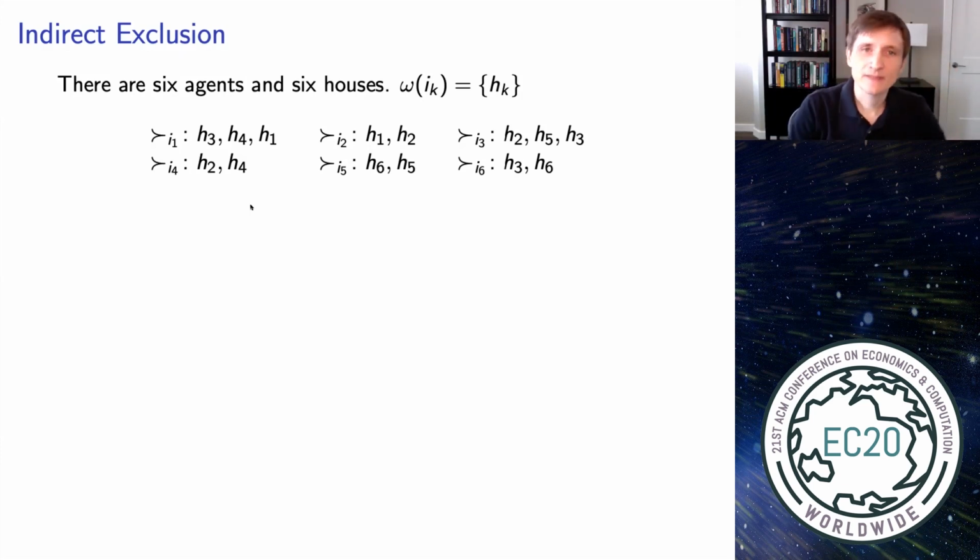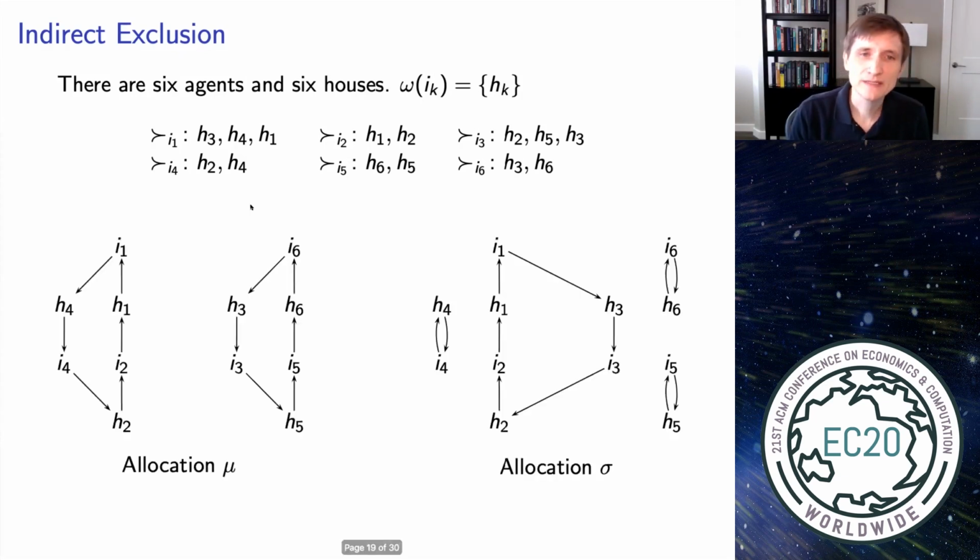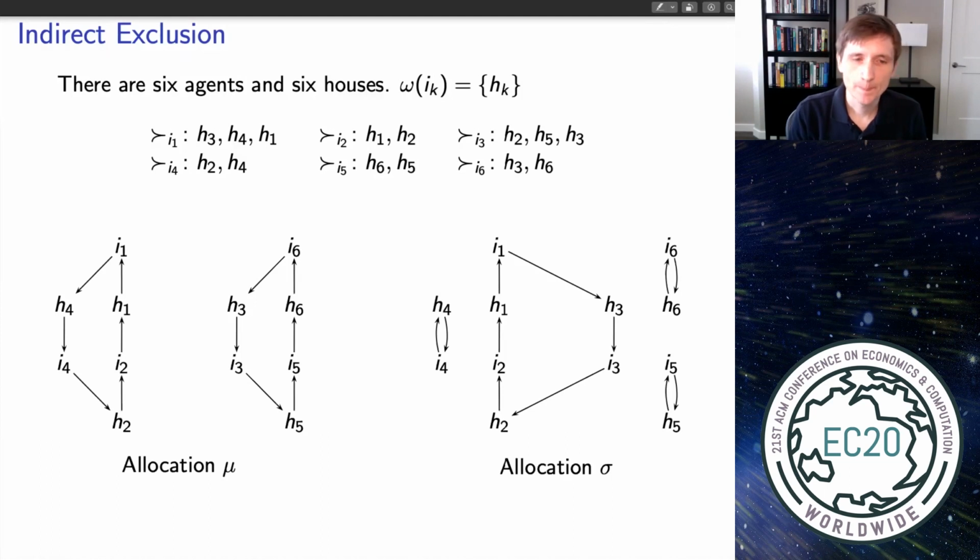Okay, here I've listed the preferences of the agents. Okay, and there are 2 interesting allocations here. Okay, in allocation mu, just to explain how these diagrams are read, each agent is pointing to the house that he is assigned to, and each house is pointing to its owner. Okay. Now, I would argue that allocation sigma is a more robust outcome in this economy. Okay, so let me explain why.